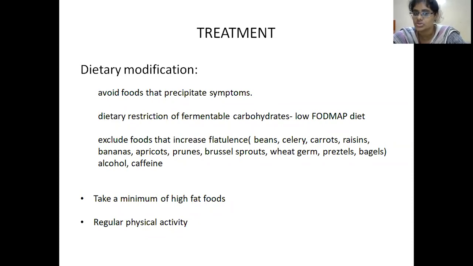Alcohol and caffeine are the most common. Routinely, we see the majority of patients taking alcohol and caffeine, and you have to advise them to take a minimum of high fat foods, meaning lessen the amount of fatty foods. The most important thing along with dietary modification is regular physical activity. So the baseline treatment factors are first the reassurance of the patient, followed by dietary modifications, avoiding foods that precipitate the symptoms, and most importantly advising regular physical activity.